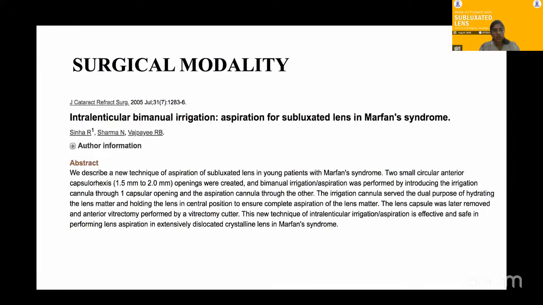So intralenticular lens aspiration as a surgical modality was first described in 2005 in RP Center for Ophthalmic Sciences, where they performed this technique in 10 eyes of 5 patients. So initially when they described, they made 2 small circular anterior capsular access, followed by bimanual irrigation and aspiration. The bag was left intact to allow it to fibrose so that secondary IOL could be planned. So this technique was effective and safe in extensively dislocated crystalline lens in Marfan syndrome.